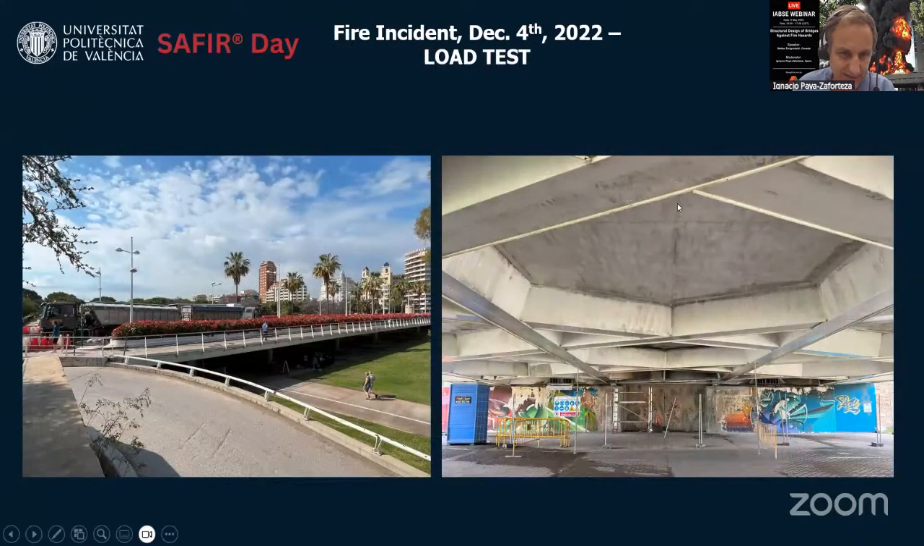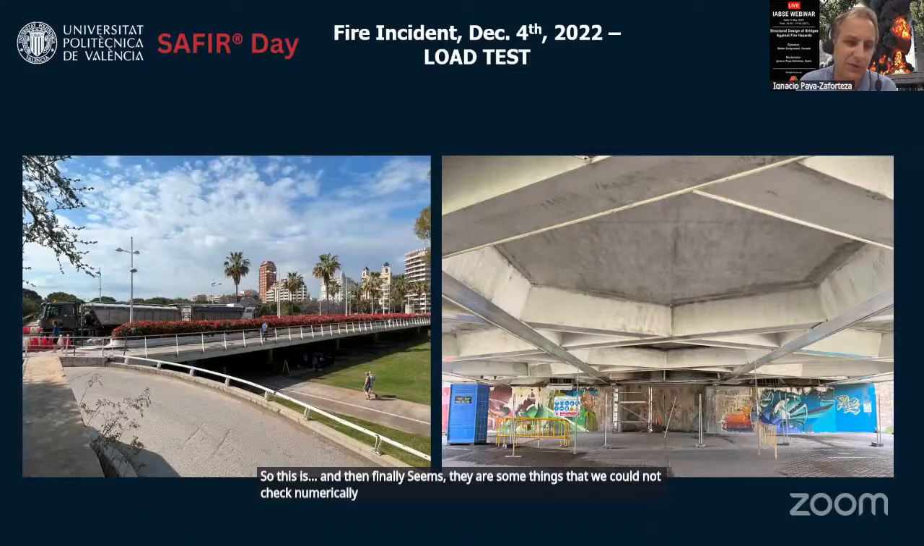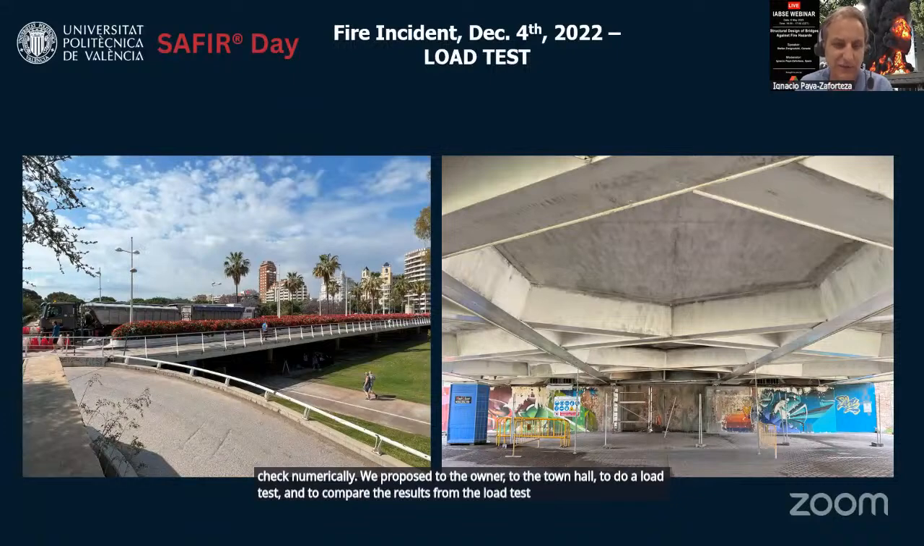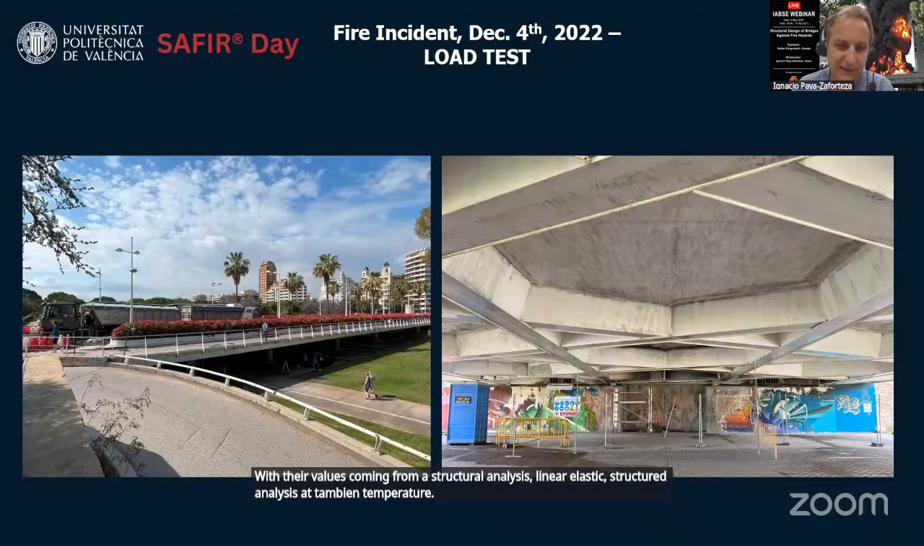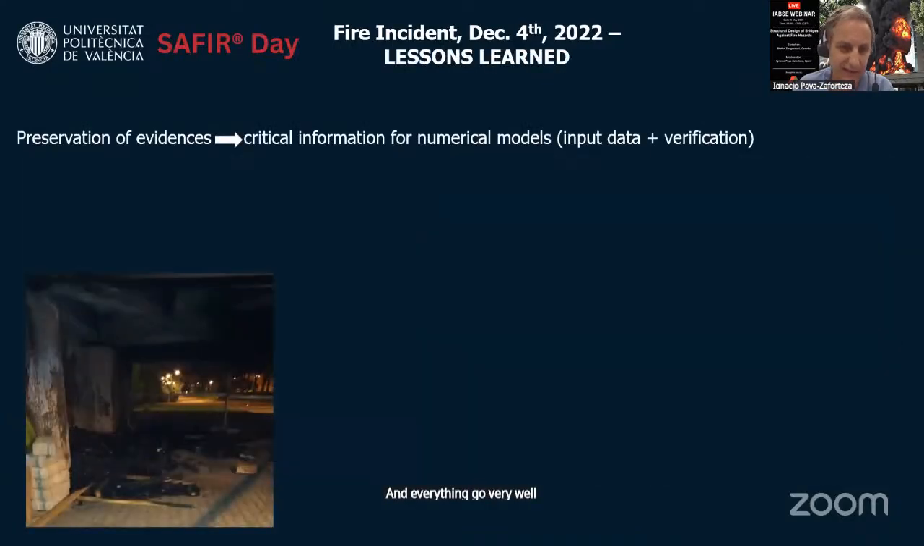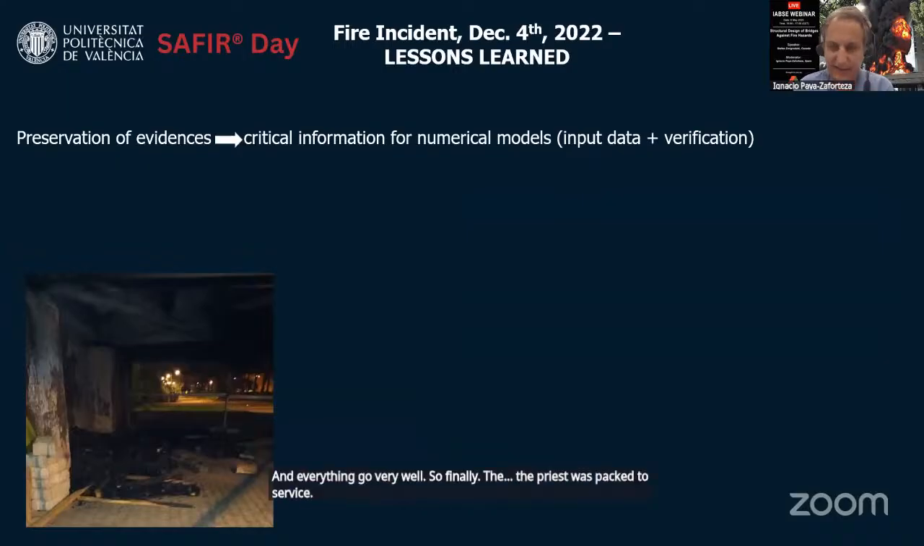So finally, since there were some things that we could not check numerically, we proposed to the owner, to the town hall, to do a load test and to compare the results from the load test, the deflections and the strains, with the values coming from a structural analysis, linear elastic structural analysis at ambient temperature. And everything worked very well. So finally, the bridge was back to service, and the town hall was happy, and the citizens also.